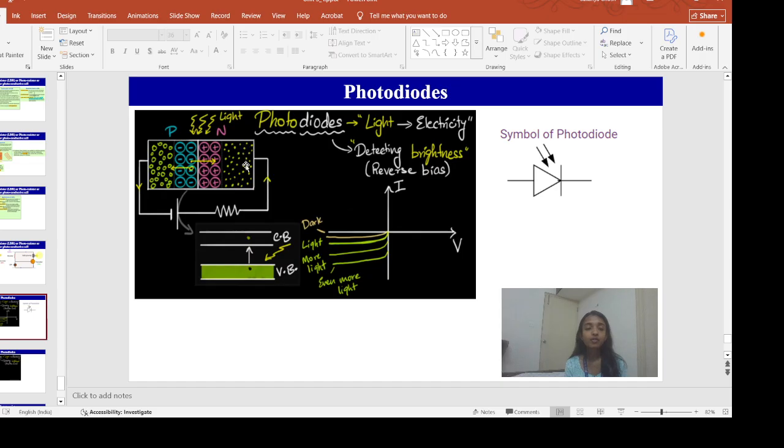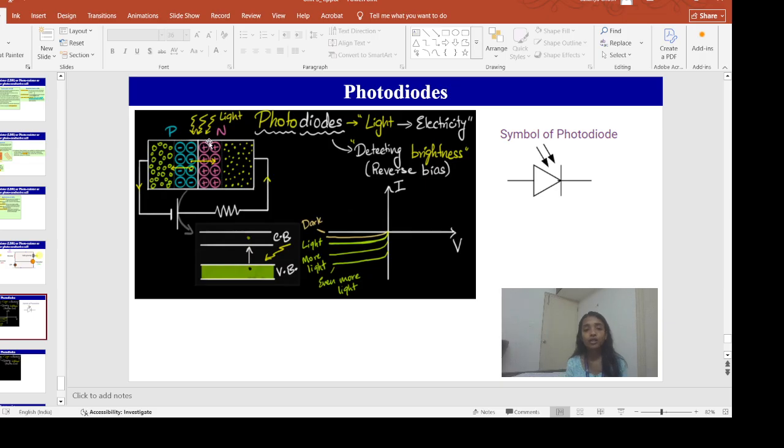On the N side we have the maximum number of electrons, and the P side is already loaded with lots of holes. We know that at the PN junction we don't have any mobile electrons and holes. What we have here are the immobile donor and acceptor ions. At the N side we have the positively charged donor ions, and at the P side we have the negatively charged acceptor ions, and these are immobile charge carriers. They don't contribute to the electricity.